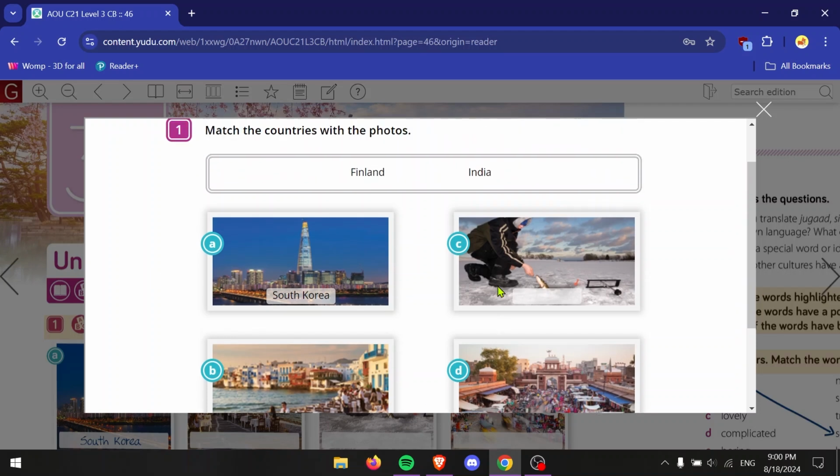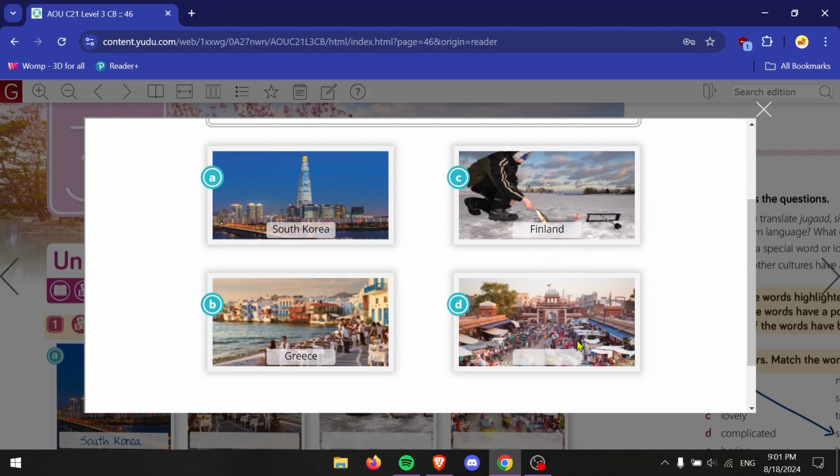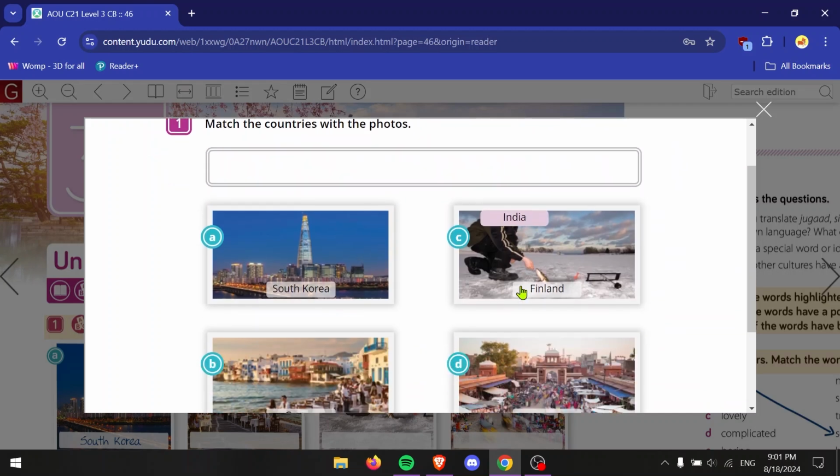And then we have C. C looks to be somewhere that is very cold. And between India and Finland, Finland is definitely colder because Finland is north of Europe, which is quite cold with very harsh winters. So this will be Finland. And finally, obviously, this is India. From things like the architecture type all the way to the people, India is very crowded. So this will be India.